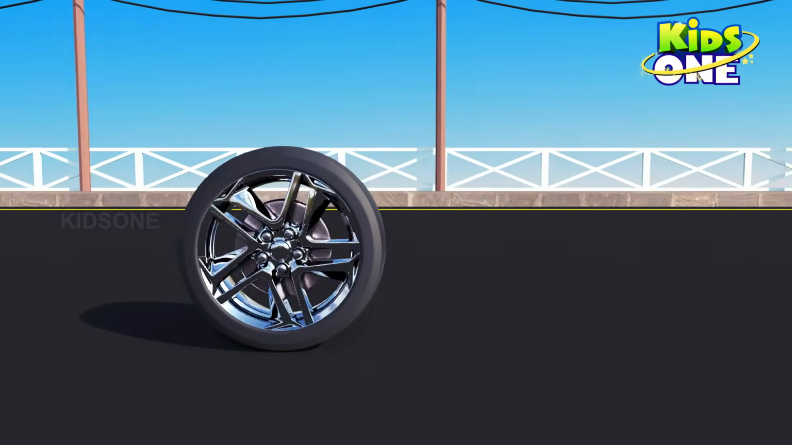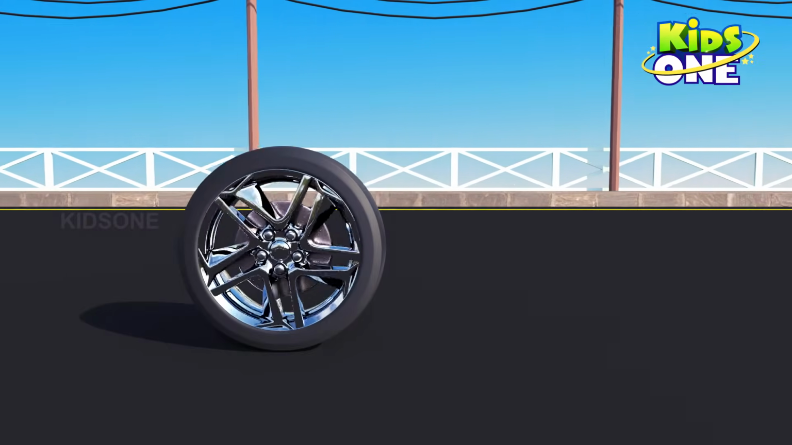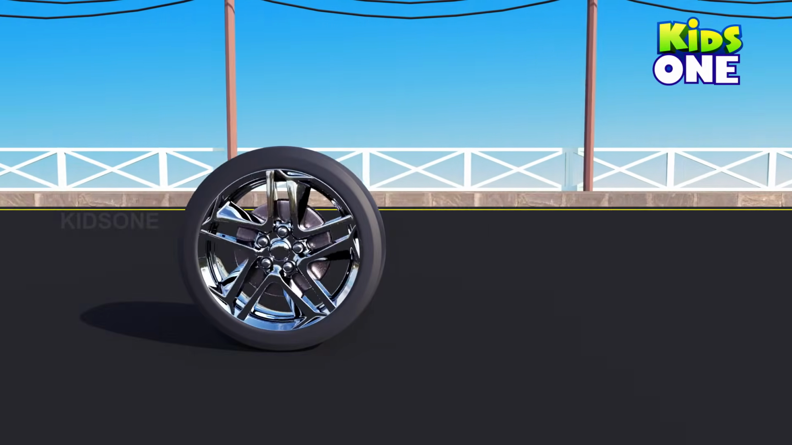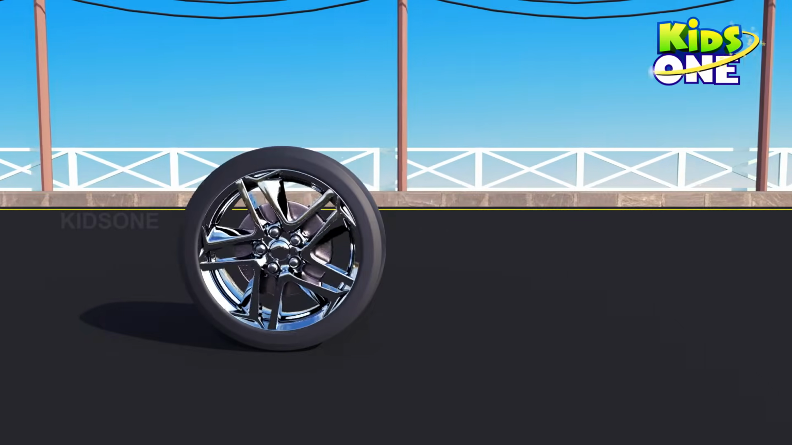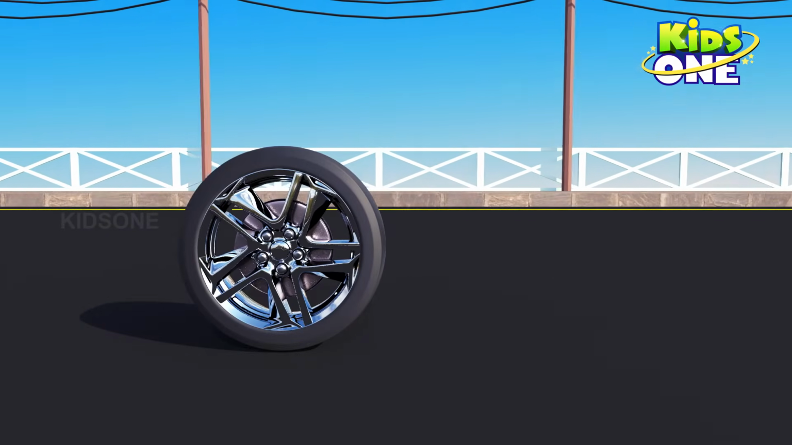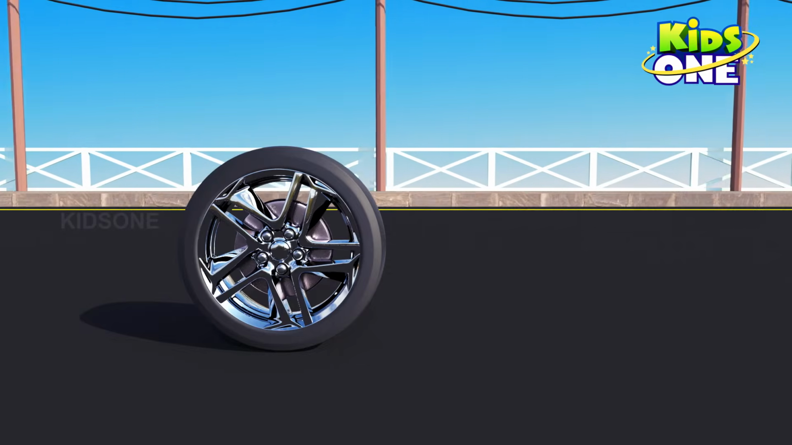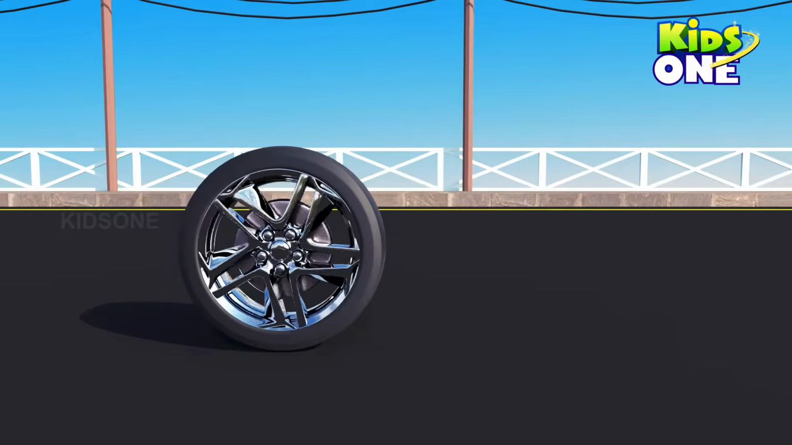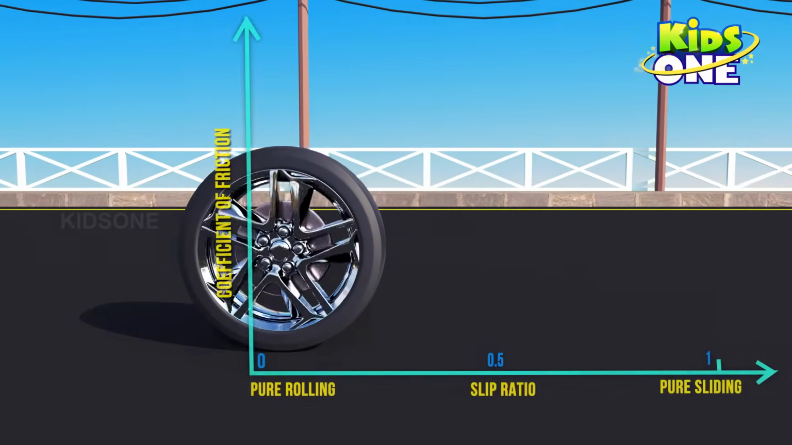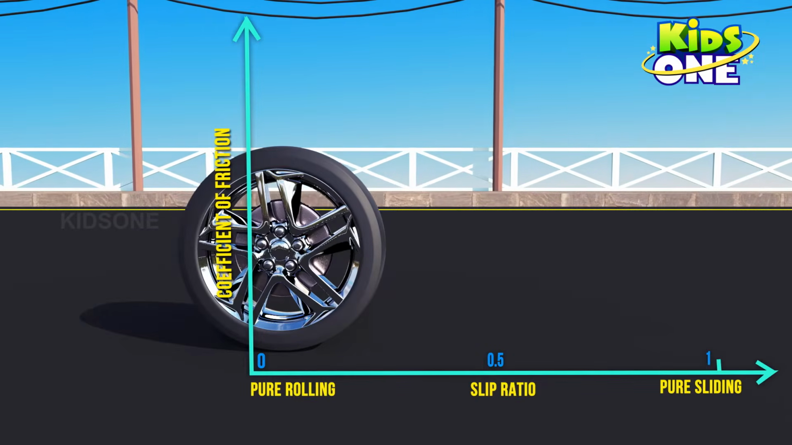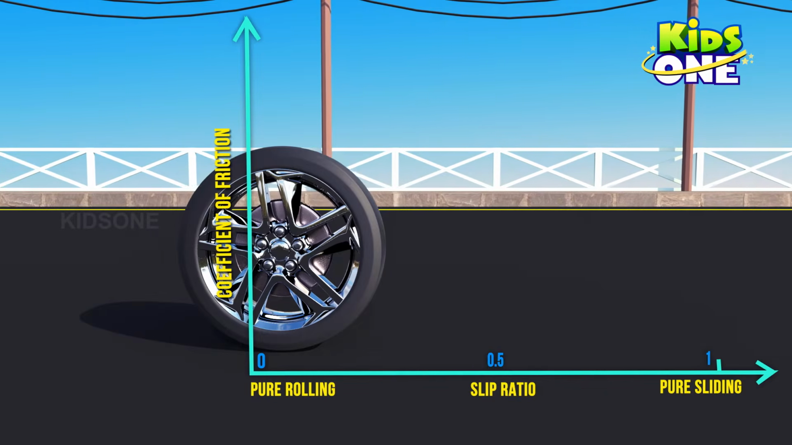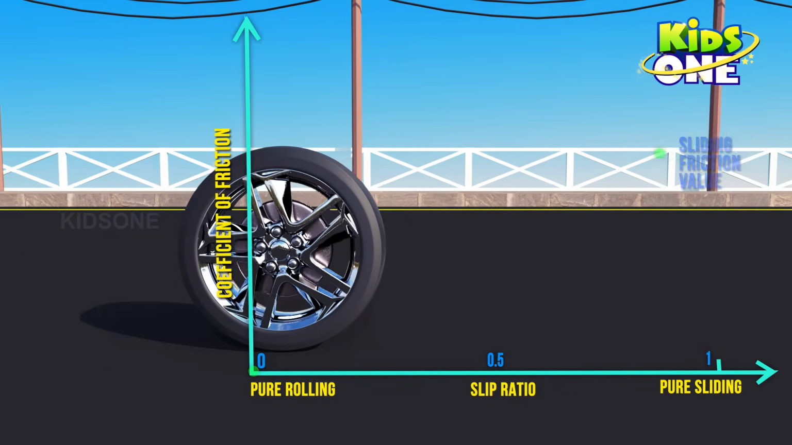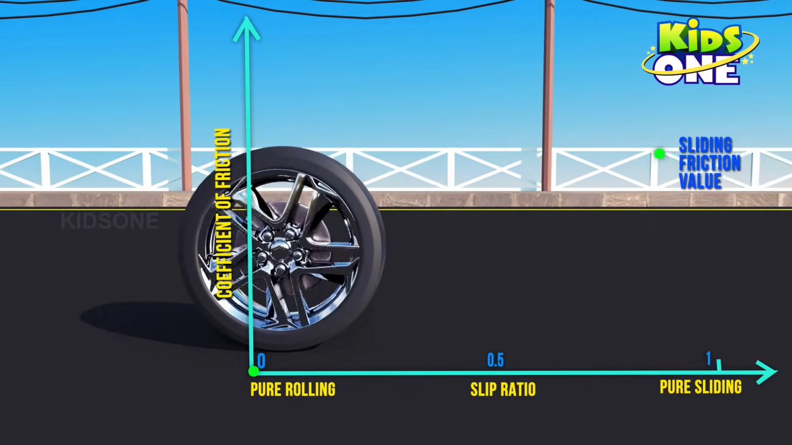To get the answer to this question, we first need to understand how the coefficient of friction between the tire and the road varies with respect to slip. In perfect rolling conditions, the value of the frictional coefficient is nearly zero. However, when the wheel is 100% slipping, sliding friction comes into play.